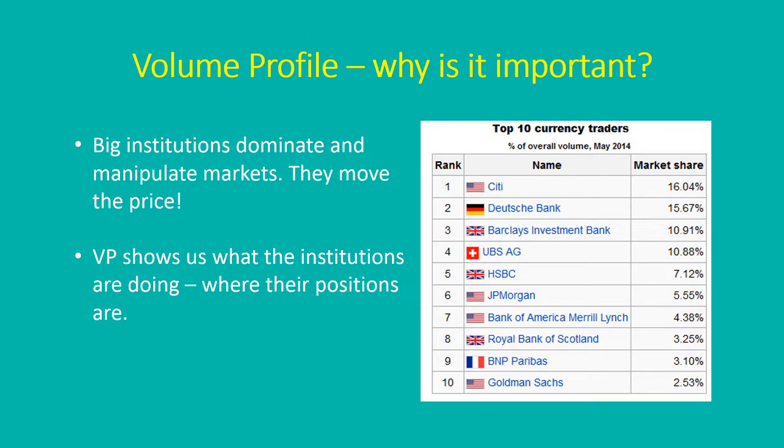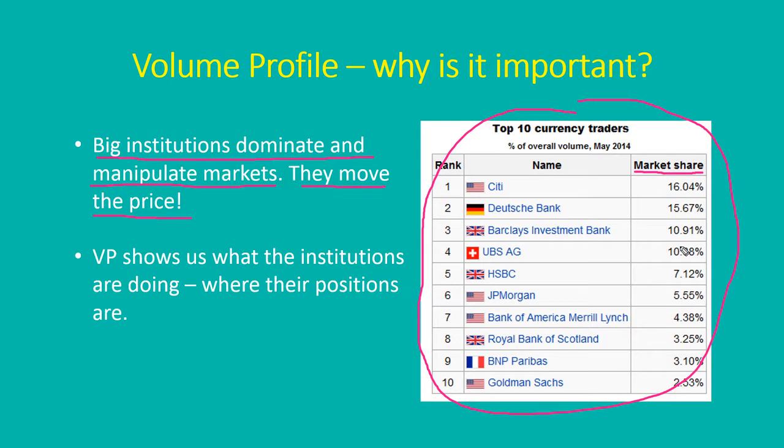The reason why a volume profile is so important is that you can track big financial institutions using the volume profile. And as it's written here, big financial institutions dominate and manipulate markets. Those institutions move the price. If you look at this picture, then those are the 10 biggest banks, 10 biggest currency traders in the world. And if you count their market share, then you can see that it's an absolute majority of all the markets. So 10 banks control the absolute majority of all the volumes that are traded every day.